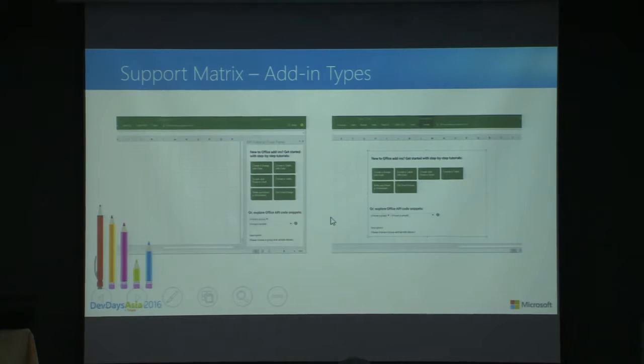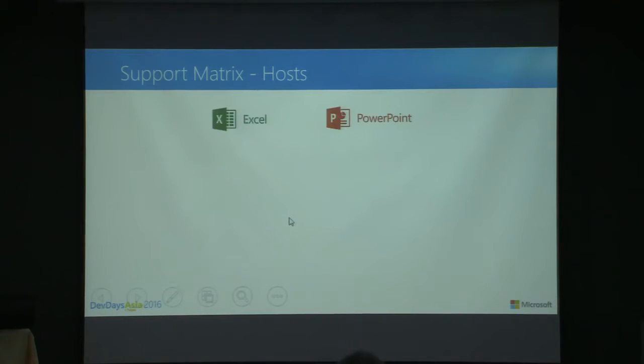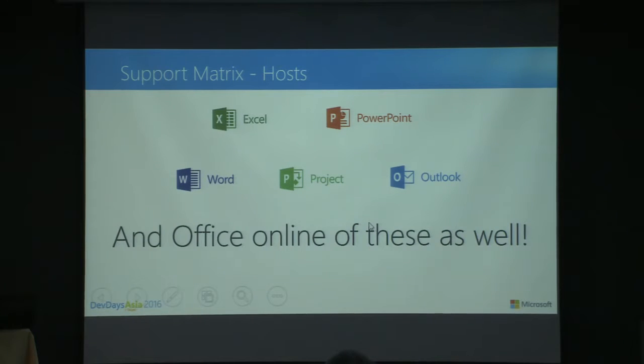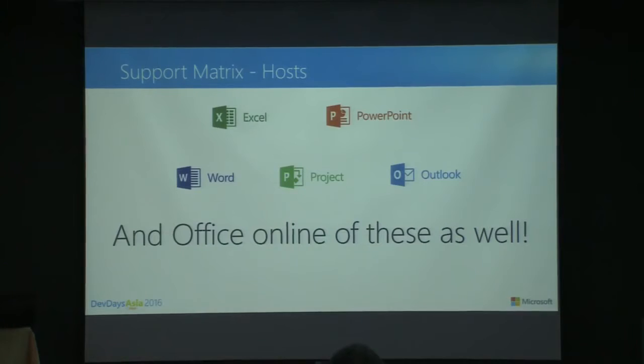So, the support matrix of this tutorial. We have two types. One is the task pane, as a way to support the Office add-ins, and you can also run that as a content add-in. And for the host, I show you this supports Excel, PowerPoint, Word, Project, and Outlook. Not only this, but also their online versions. So let me show you how it looks in the online version of Outlook.